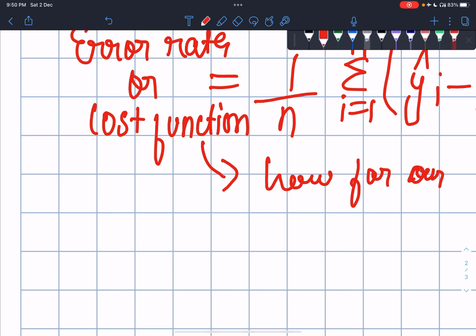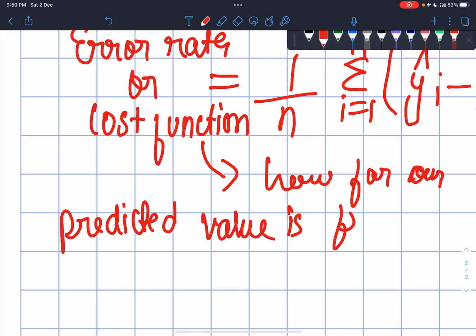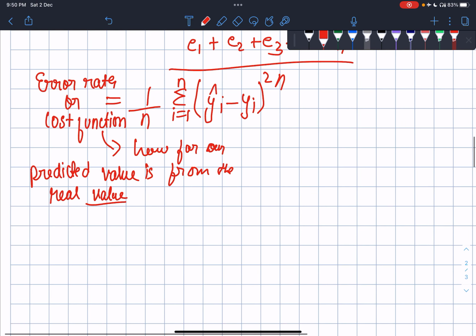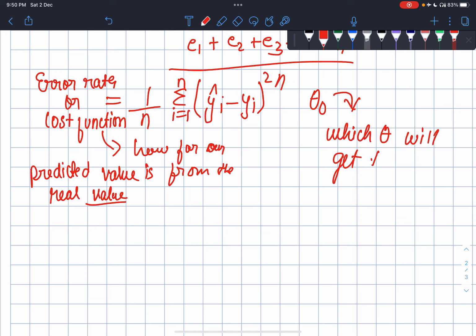This will tell us how far our predicted value is from the real value, and we'll also get for which theta we are getting the minimum cost function. That's how we'll find the best theta for us. And how will we optimize it and get it?